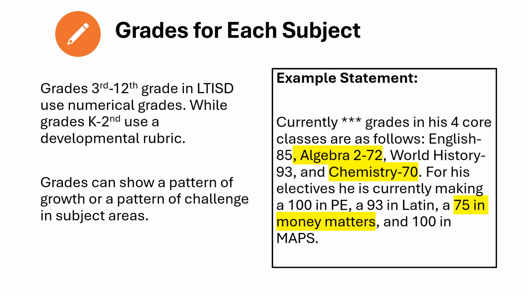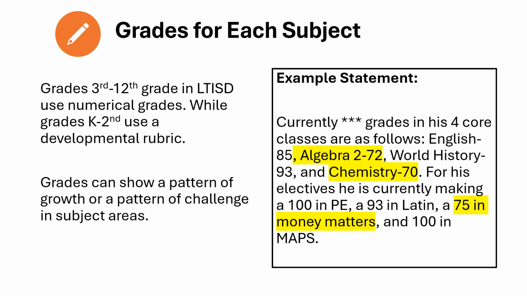Here's an example statement that you could see in a PLAAFP. Currently, blank's grades in his 4 core classes are as follows: English 85, Algebra 2 72, World History 93, and Chemistry 70. For his electives, he is currently making 100 in PE, a 93 in Latin, a 75 in Maths, and a 100 in MAPS. And MAPS in Lake Travis ISD is a study skills class for students receiving special education.